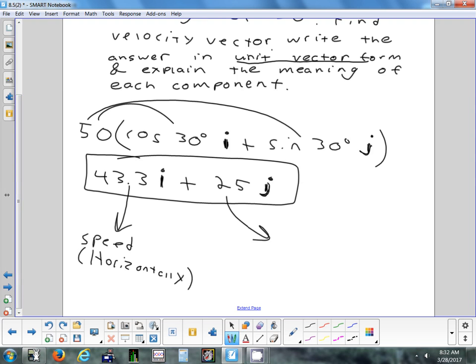And the 25 is the speed vertically. So if somebody was directly above the object, the ball would be coming up at them at 25 miles per hour. It would kind of be doing an arc, but it would be going up at 25 miles per hour and forward at 43.